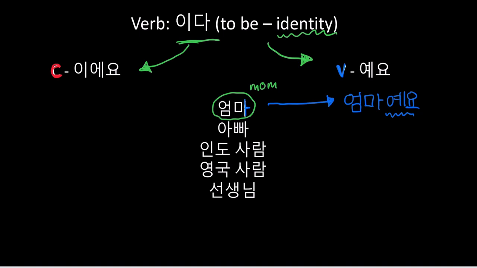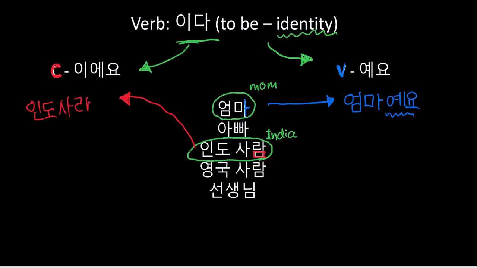What about this word? 인도 사람. It means Indian person, person of India, person from India. So it ends in a consonant. So this is going to use the verb conjugation 이에요, and we're going to say 인도 사람이에요.